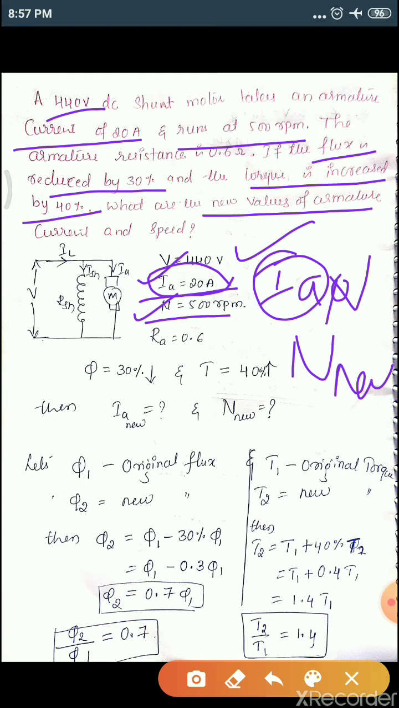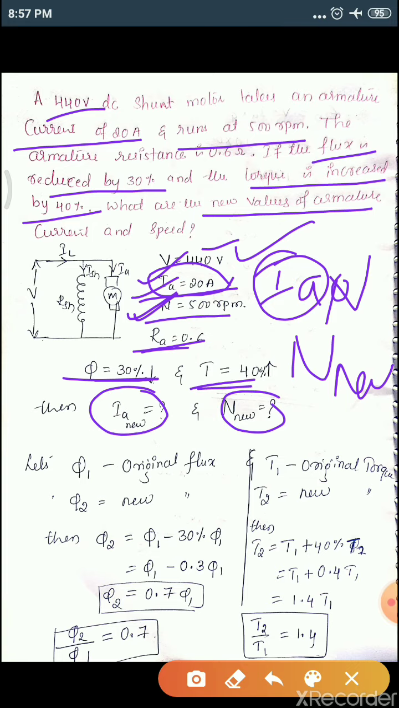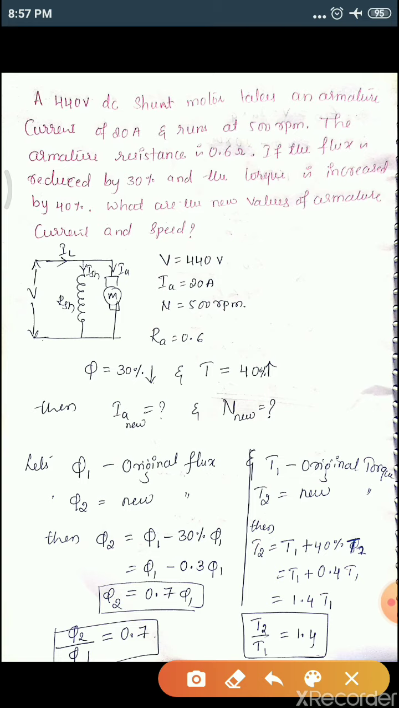Now we have got the data. They have given the old supply voltage, old value of IA, old value of speed, and the armature resistance. As well as they have said the flux reduces by 30%, and then torque increases by 40%, then what is the new value of IA and speed? Let's take phi 1 as the original flux and phi 2 as the new flux.